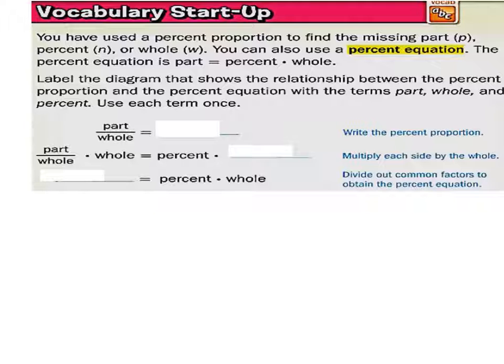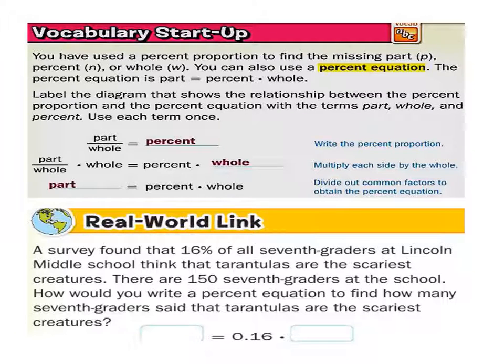The part divided by the whole equals the percent as a decimal. If we were to rearrange this equation like they're doing here, eventually we would get this: if you take the percent and multiply it by the whole, you get the part. And the whole is equal to the part divided by the percent.